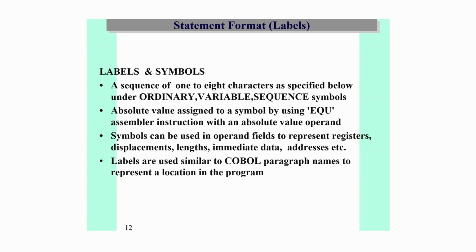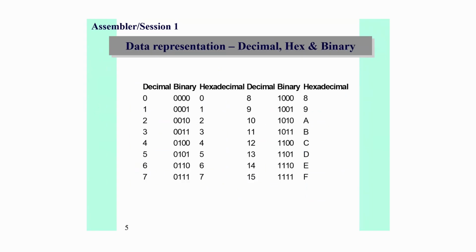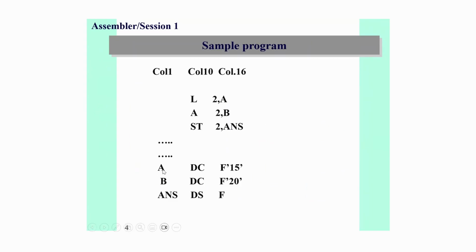But in this, these A, B, A, and S are called ordinary symbols. Most of your code will be using the ordinary symbols. In this example, we have seen the operation, right? For example, this load instruction will always have a register as the first operand and the memory location A. A is a memory location we have defined. That will be the second operand. You cannot code load 2,2.